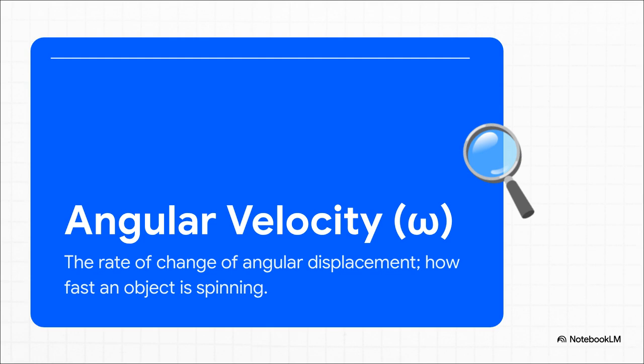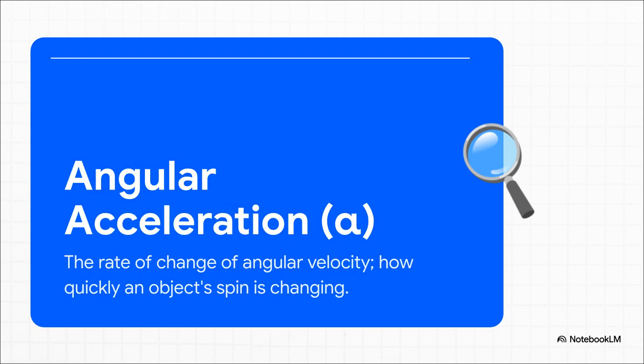So next, instead of linear velocity v, we talk about angular velocity, omega. This is exactly what it sounds like, how fast something is spinning. It's just the rate that your angular displacement, your theta, is changing over time. And you can probably guess the last one. Linear acceleration, a, has its twin, angular acceleration, alpha. This tells us how quickly an object's spin is speeding up or slowing down.